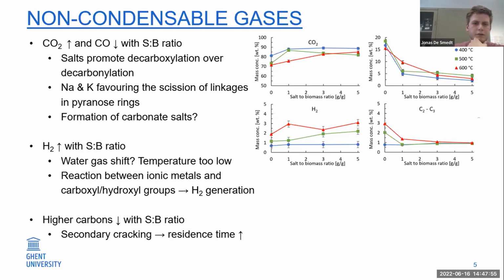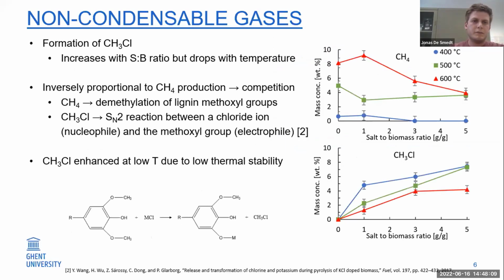Next to that, due to the secondary cracking and the increased residence time, higher hydrocarbons like C2, C3, C4 lowered in yield with the amount of salt that was added. And one interesting compound that we observed was chloromethane. We noticed that the production of chloromethane actually increased with the amount of salt that was added, but dropped with the amount of the applied temperature.